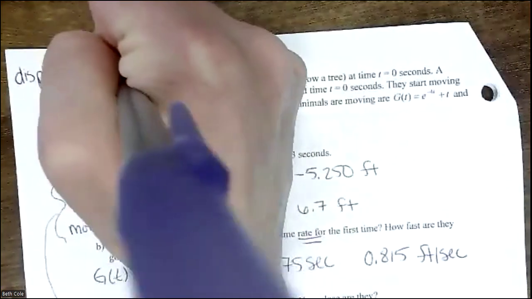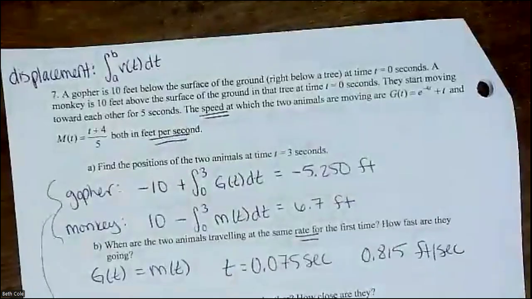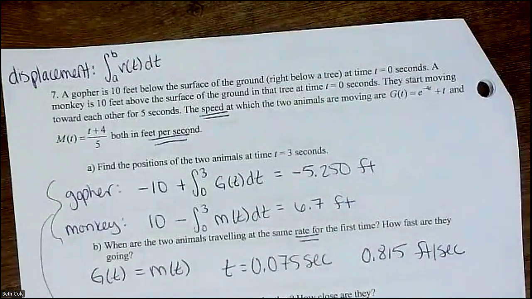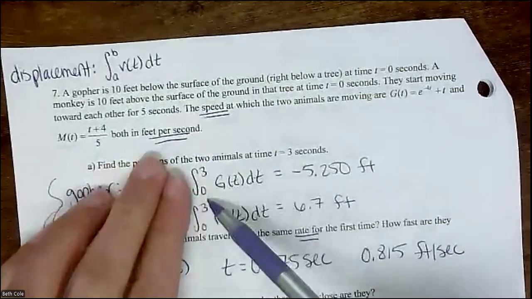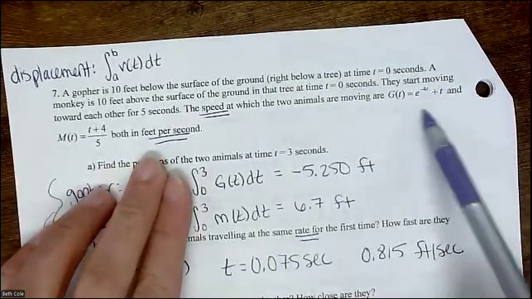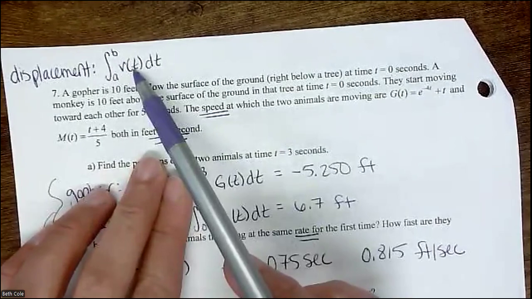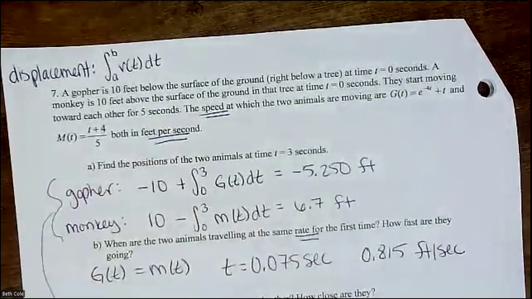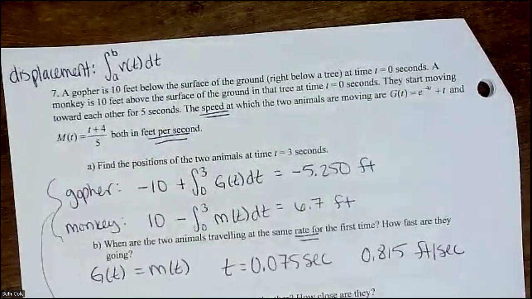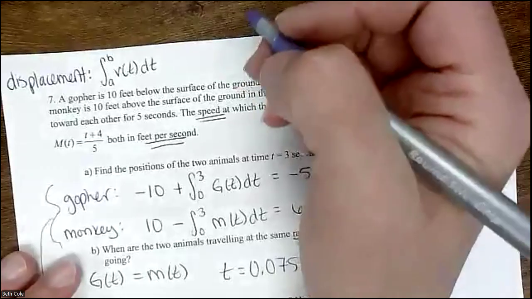That is your integral from A to B of velocity dt. It's not any different than what we did last time. For example, with the monkey and the gopher, see how we found how much they accumulated? We went from 0 to 3 and we stuck the rate of change in there. We're just now calling that rate of change velocity. It's not any different though. Do you understand what I'm saying? Not a different problem. All right, so that's displacement.